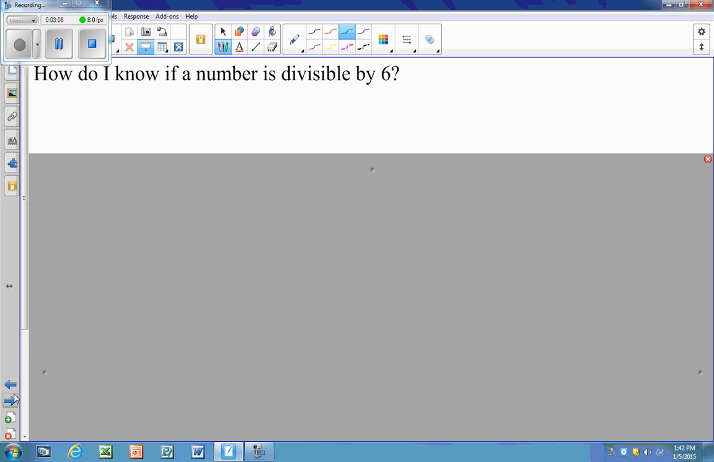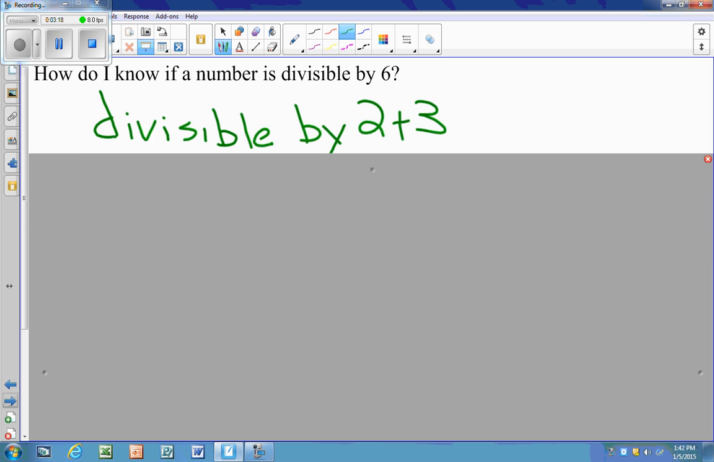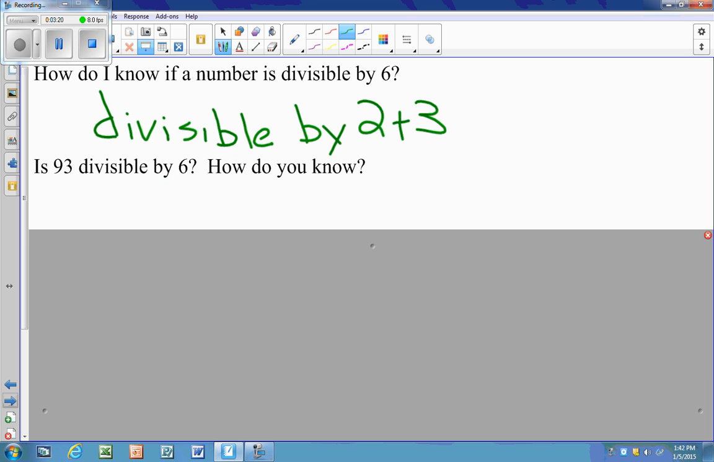How do I know if a number is divisible by 6? It must be divisible by 2 and 3. So I look right here, 93. 93 is not divisible by 2, so it cannot be divisible by 6. So this should be 2 and 3. It's not or, it's and.